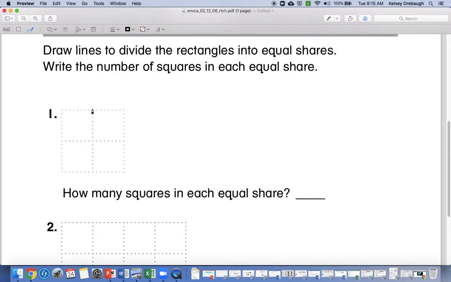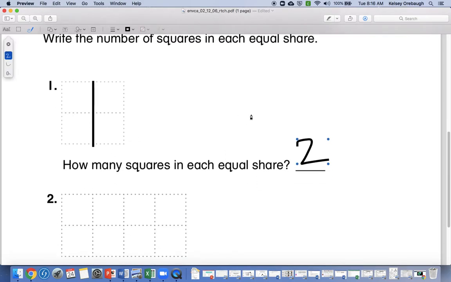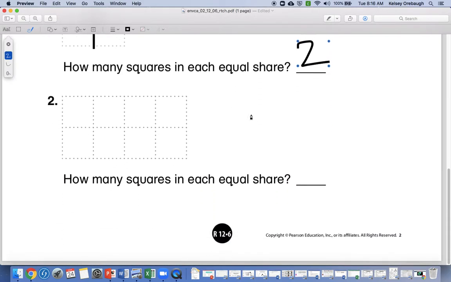We can also draw a line straight down, giving us 2 columns. 1 column, 2 columns. How many squares in each column? 1, 2, 1, 2. So that was 2 ways to show equal shares of 2 squares in each. All right? Now, let's get a little creative down with number 2.